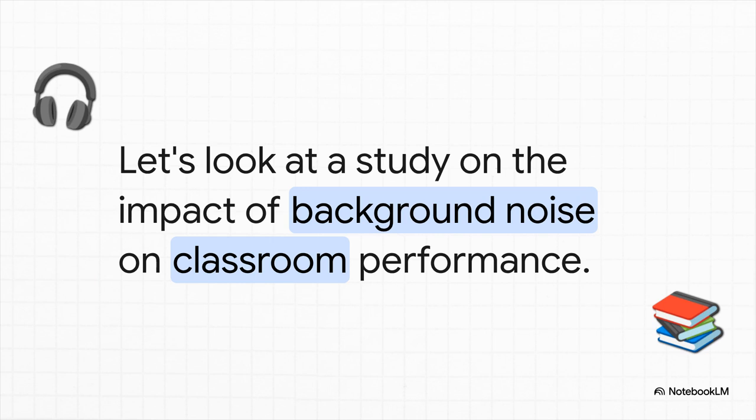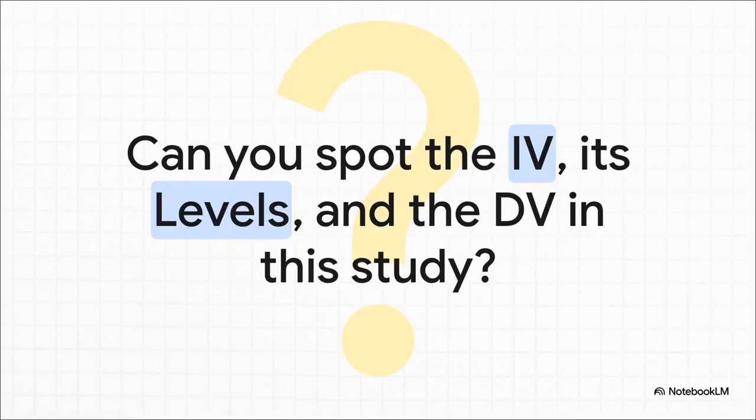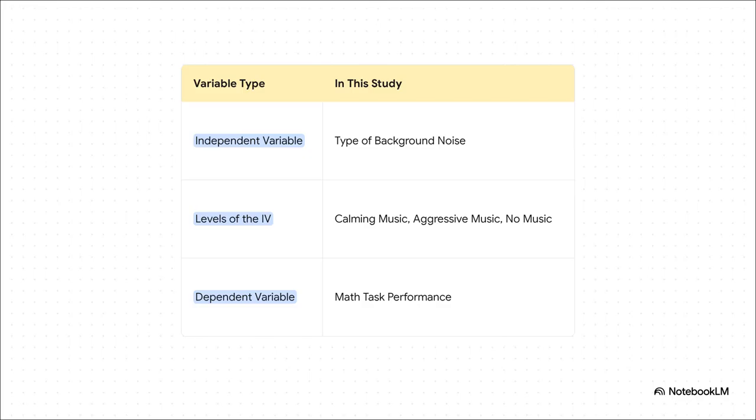Let's imagine a scenario. Some researchers want to know if background noise messes with students' performance on a math test. So they set up a few different classrooms, each with a different soundscape. So take a look. Based on what we just talked about, can you figure out the independent variable, the thing the researchers are changing, and what about its different levels or conditions? And finally, what's the dependent variable, the outcome they're going to measure? I'll give you a second to think it over. Okay, let's see how you did.